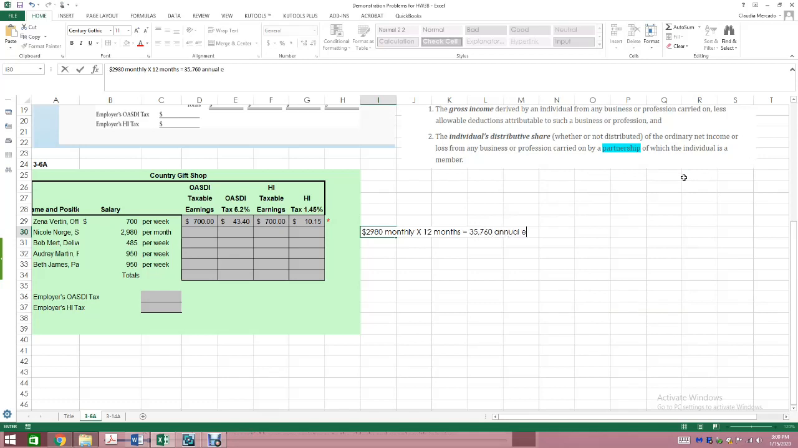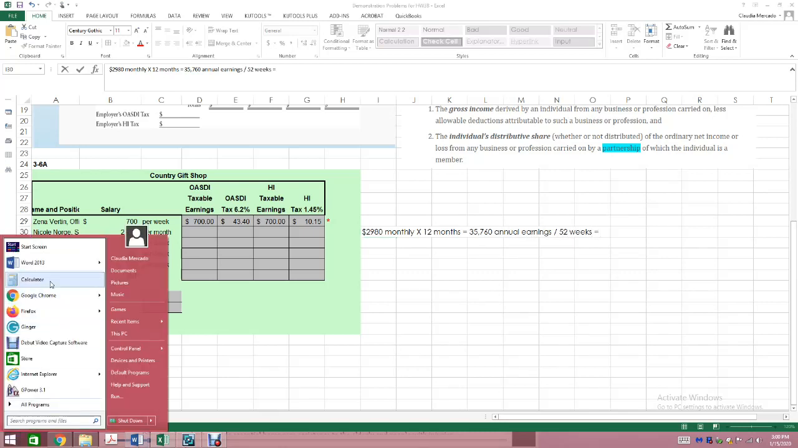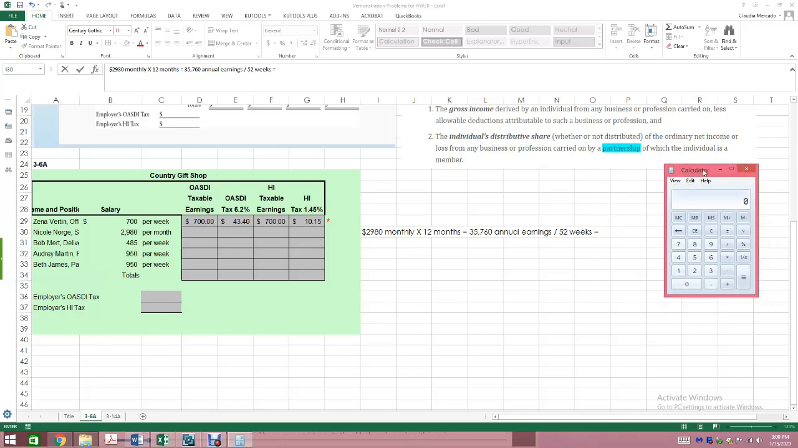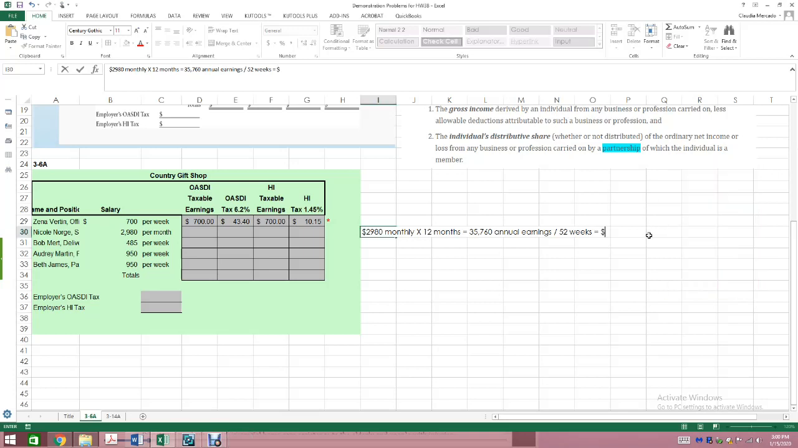This is my annual earnings. Now I'm going to divide that. How many weeks does a year have? Well, a year has 52 weeks. So I'm going to divide my annual earnings of $35,760 by 52 weeks. That's going to give me 686.69. That is my weekly pay. That is how I calculate my weekly pay.